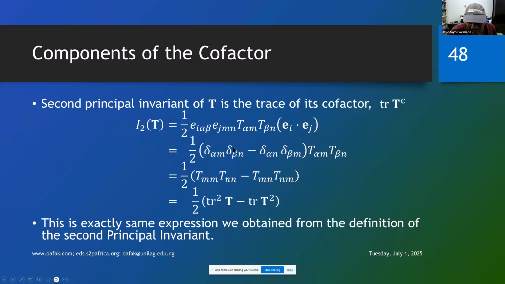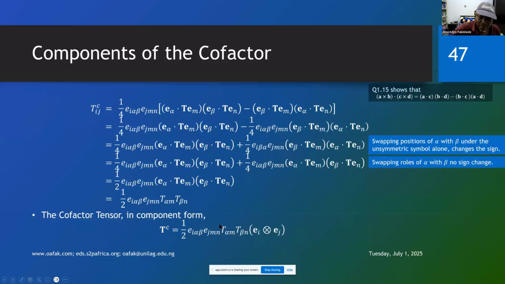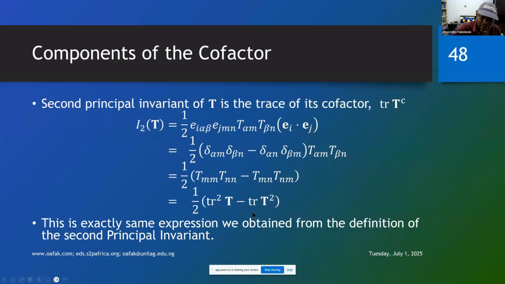And if you now apply this quantity to this, you get the square of the trace of T minus the trace of the square of T, which is exactly the same expression obtained from the definition of the second principal invariant. So the second principal invariant is the trace of the cofactor. It is the trace of the cofactor. This is the cofactor in full form. Taking its trace gives you this.